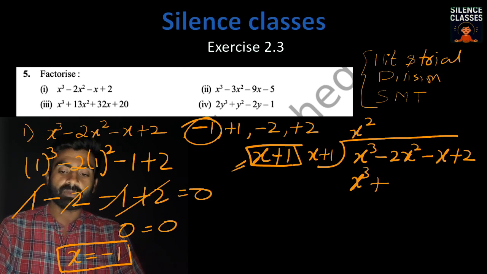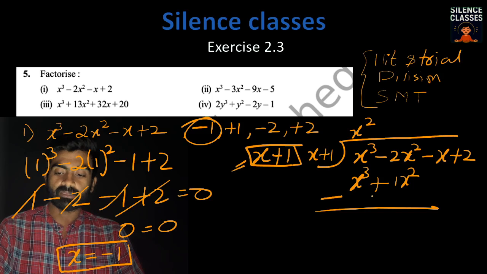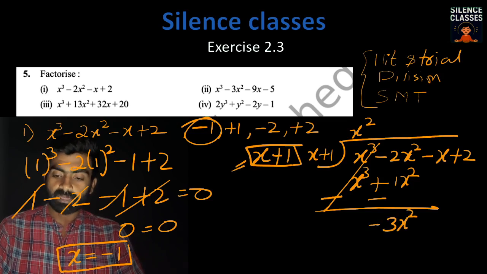X multiplied by 1 will become 1x square. So we'll change the sign, it will become minus, so we can cut this out. Minus minus will become plus. Okay, and minus, so it will become 3x square minus 3x square minus x.